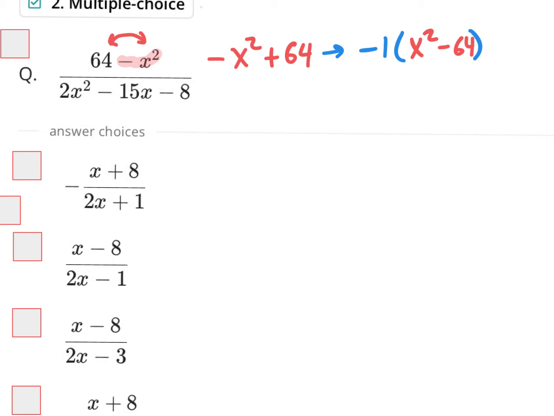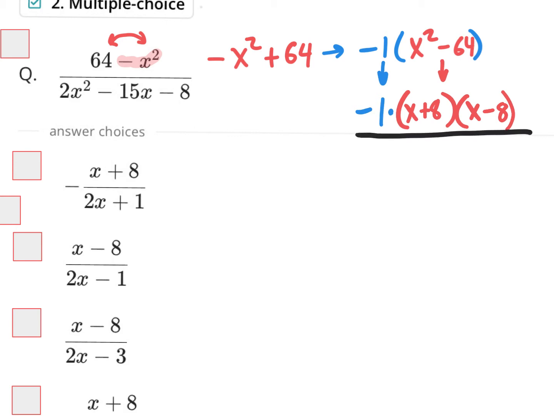That would be a positive 8 and a negative 8. So what I'm trying to get at here is that red perfect square binomial, the difference of two squares, that factors to x plus 8, x minus 8. And let's not forget about the negative 1 that's out in the front that you need to multiply by. Anyways, that is the numerator completely factored. I hope you guys understand that. And it's going to be over the factored form of the denominator.